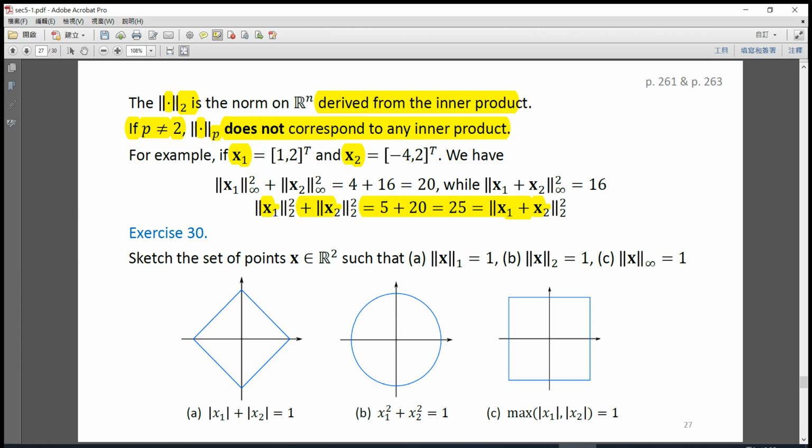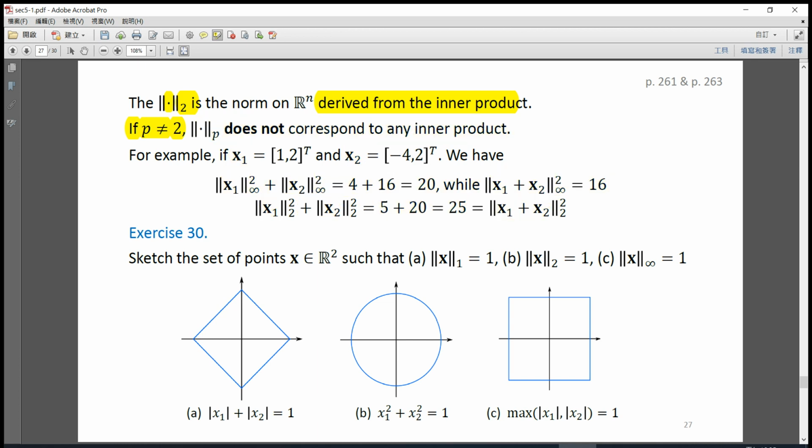And it can be verified that the Pythagorean law is satisfied for the two norm. However, for the infinity norm, the Pythagorean law is violated because the square of the infinity norm of x1 plus the square of the infinity norm of x2 equals 20. However, the square of the infinity norm of x1 plus x2 equals 16.